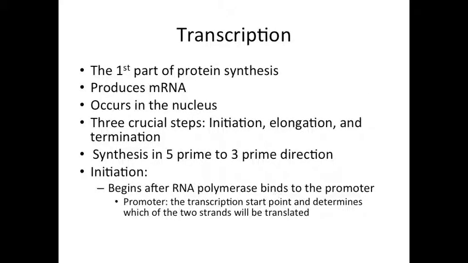Transcription is the first part of protein synthesis and produces the mRNA. It occurs in the nucleus and consists of three crucial steps, which are initiation, elongation, and termination. The synthesis is in the 5' to 3' direction, with nucleotides being added to the 3'. Initiation begins after RNA polymerase binds to the promoter region on the DNA. The promoter region consists of the transcription start point and determines which of the two strands will be translated based off of the TATA box.